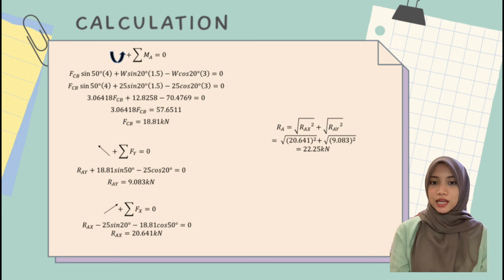Next equation is sum of all reactions in x direction. Assuming sign upwards to the right as positive, so we include RAX, the weight 25 kN sin 20, and FCB in x direction, which is 18.81 cos 50. Then we got the answer for RAX is 20.641 kN. Lastly, we use the formula square root of RAX squared plus RAY squared to find the total magnitude of the force acting on the pin A. So that's all from me.